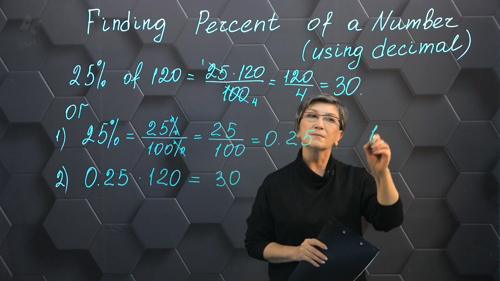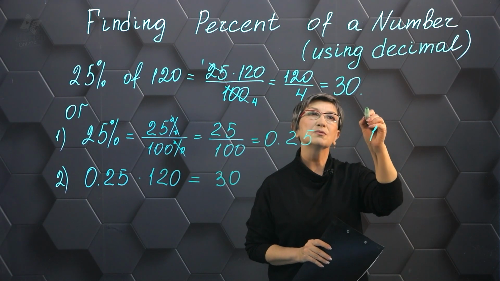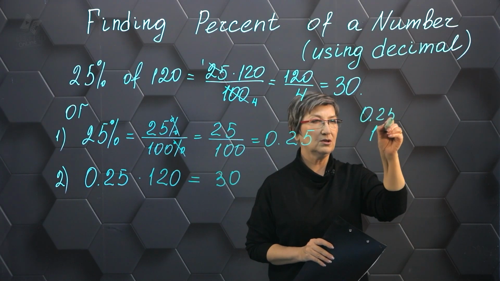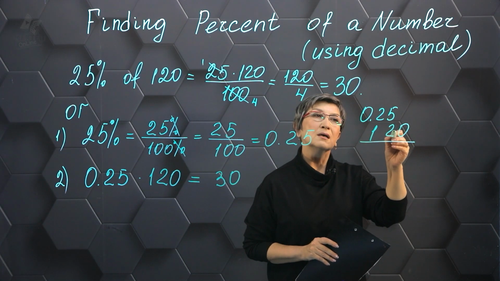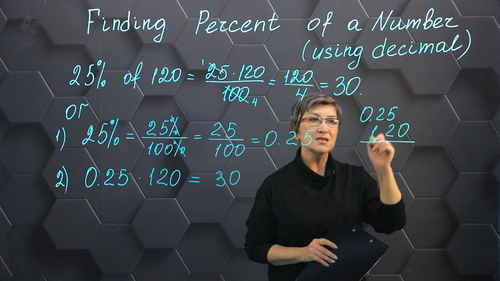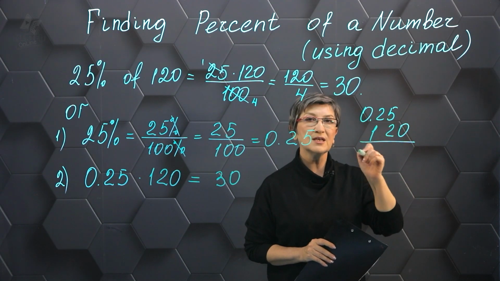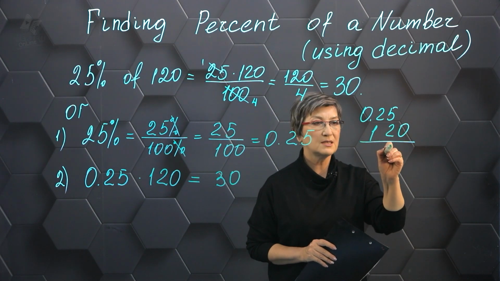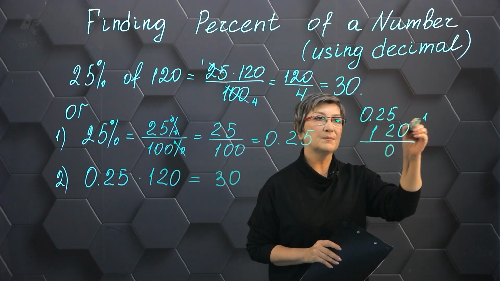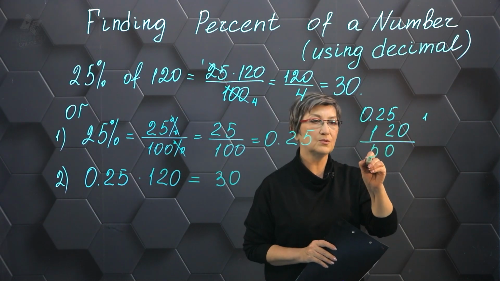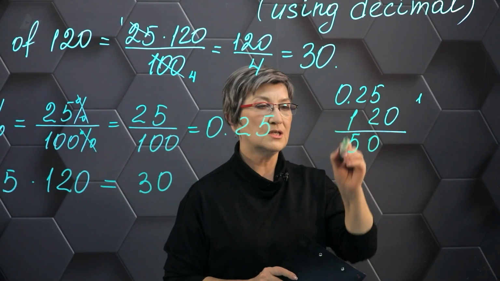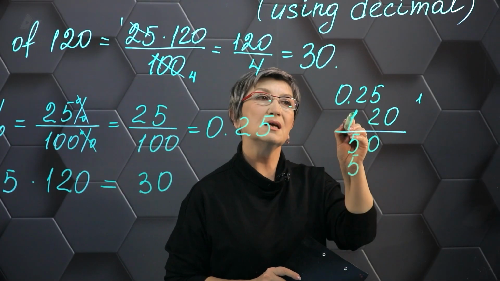120. Let's write down 0.25 and multiply it by 120. I'm not going to consider the 0 yet. I'm going to multiply 2 by 5. 2 times 5 will be 10. 1 I remember. 2 times 2 will be 4, and 1 in my mind, it will be 5. 1 times 5 is 5 and 1 times 2 is 2.